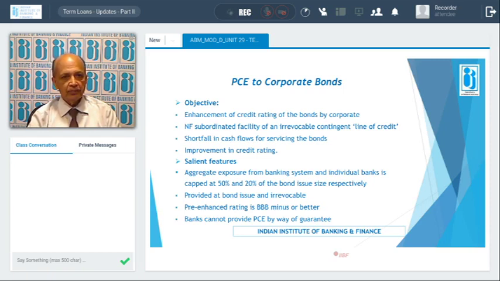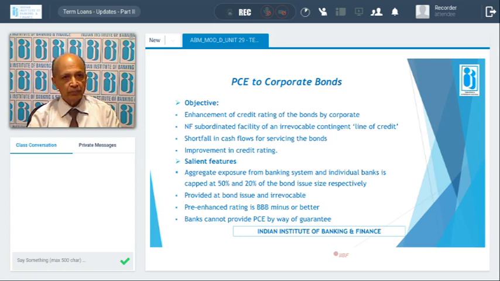Second one is PCE should be issued at the time of issuance of the bond. That is, it should be provided at the time of the issuance, and that too, as I told, it is irrevocable. Once it is issued, it cannot be revoked, it cannot be amended, it cannot be modified. It is irrevocable.